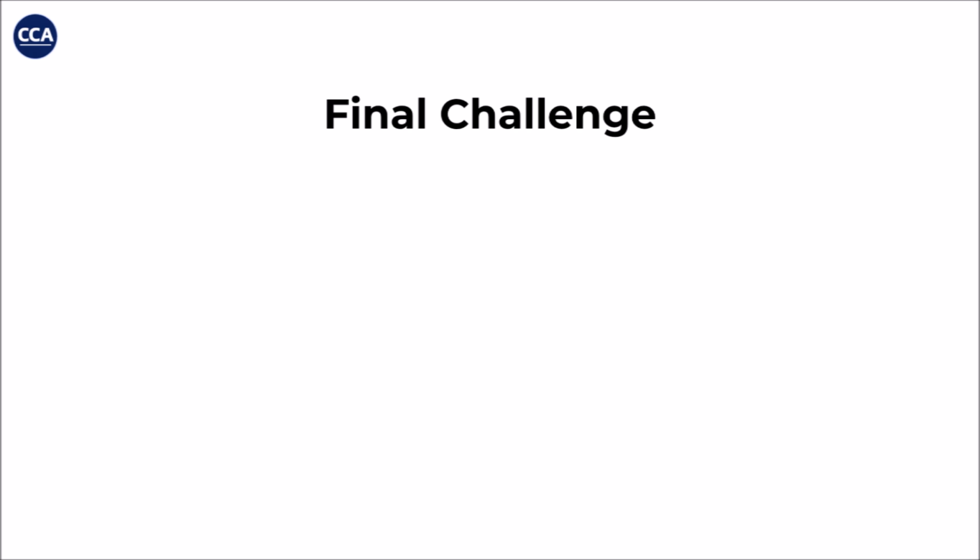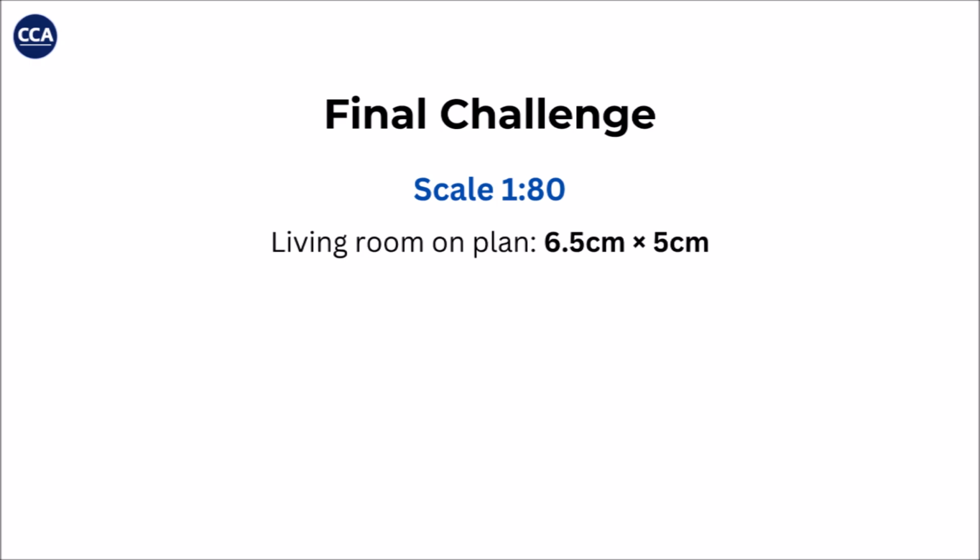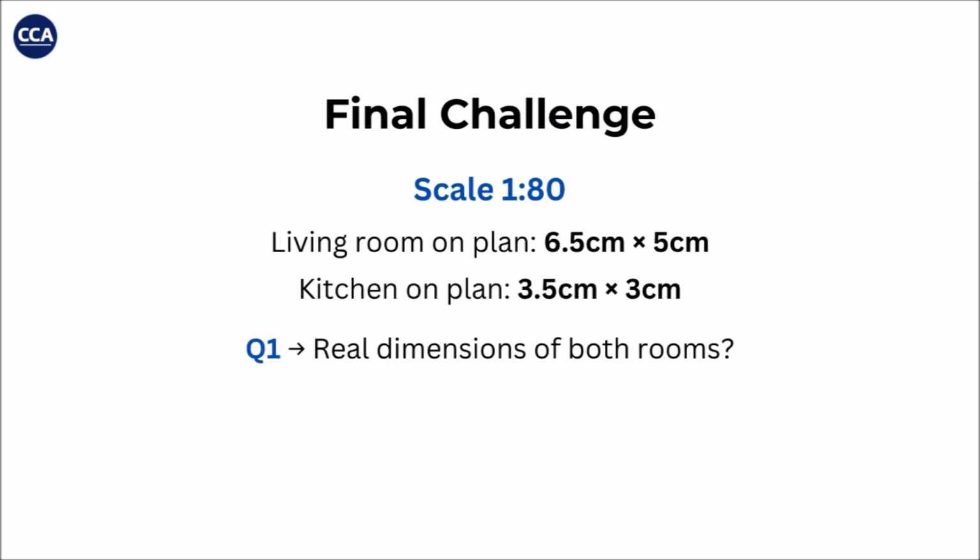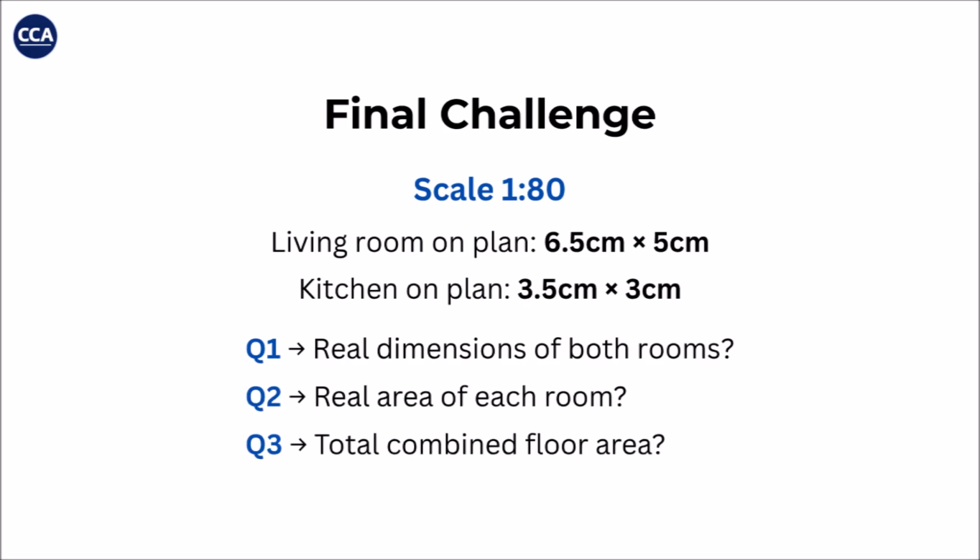Here is your final challenge. An architect's floor plan uses a scale of 1 to 80. On the plan, a rectangular living room measures 6.5 centimeters by 5 centimeters. A kitchen measures 3.5 centimeters by 3 centimeters. Question 1. What are the real dimensions of both rooms? Question 2. What is the real area of each room? Question 3. What is the total combined floor area of both rooms? Pause and solve all three.